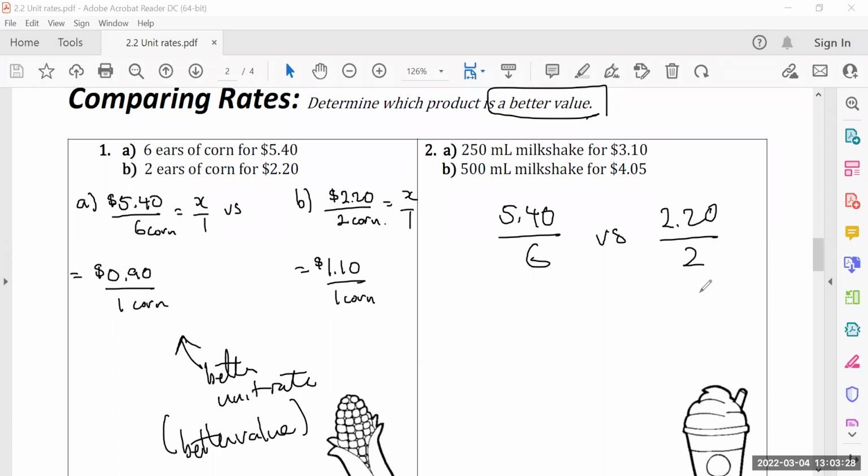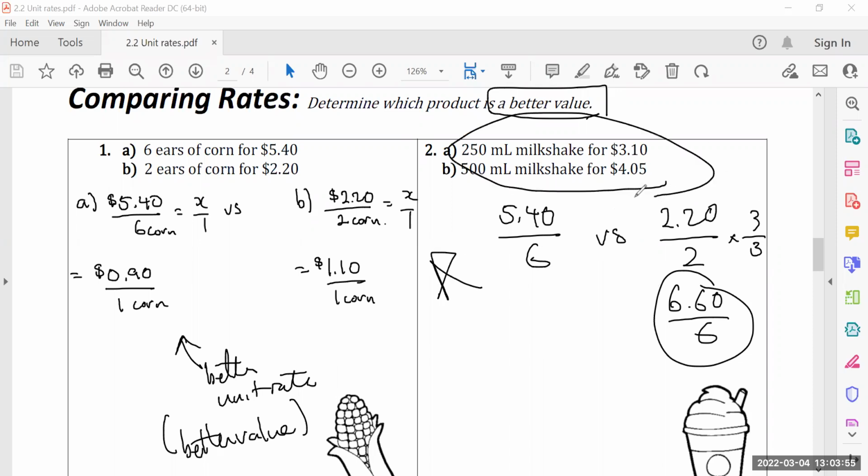How do I make the denominator the same? Right? Times 3 over 3, right? This would be 6.60 over 6. Obviously, this is more expensive. You could do it that way, absolutely. Stefan, you're looking at me like I'm crazy. Question? No? Okay. You could do it this way, but I want to push you to go and calculate the unit rate of both because sometimes it will not be obvious. So get into the habit of using unit rates. You won't regret it. At least that's what I'm going to say.